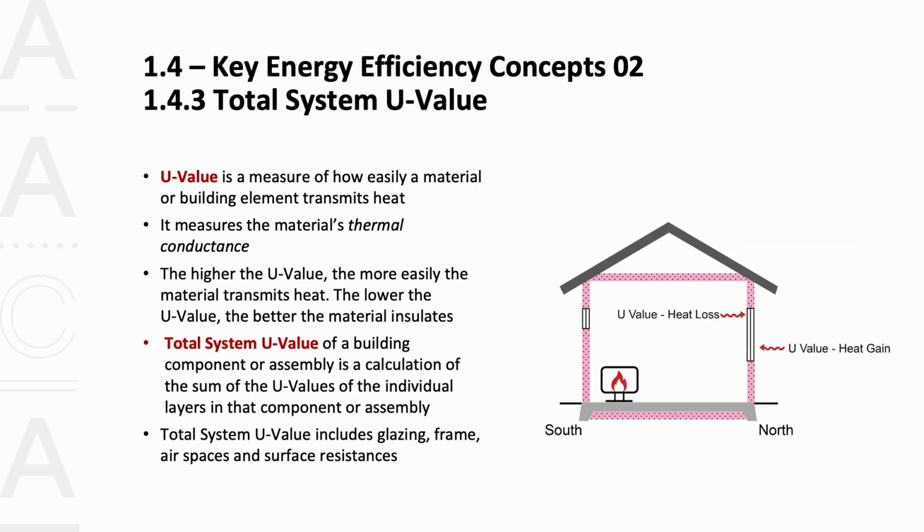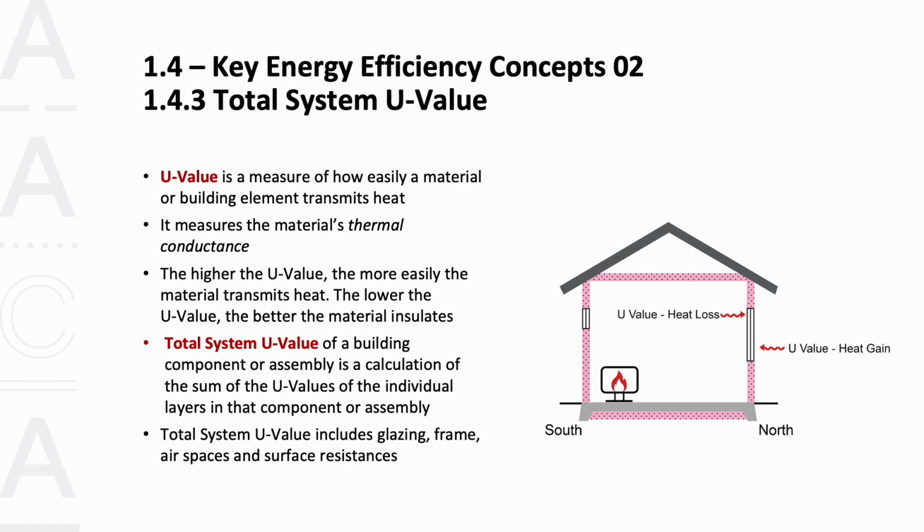Let's look at U value, or total system U value. So U value is a measure of how easily a material or building element transmits heat from one side to the other. So it's a measure of the material's thermal conductance. The higher the U value, the more easily the heat is transmitted through the material. The lower the U value, the better the material is at resisting the transfer of heat, so that is, it insulates better. A material's U value is the inverse of its R value.